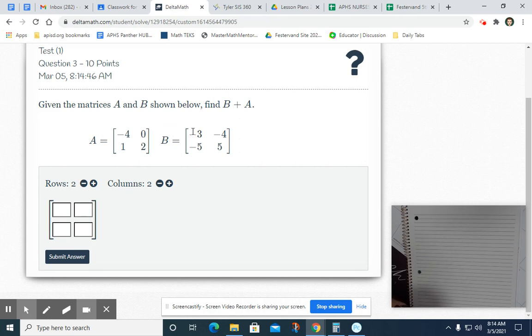So now we need to find B plus A. So it's going to be -3 minus 4, -7. -4 plus 0, -4. -5 plus 1, -4. 5 plus 2, 7.